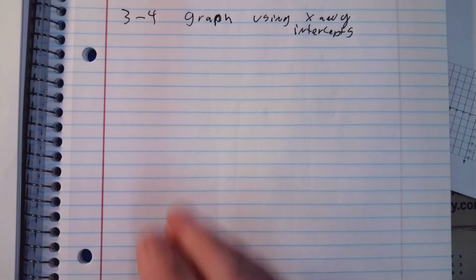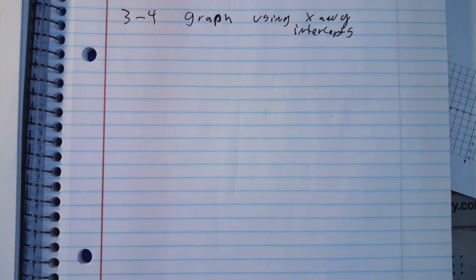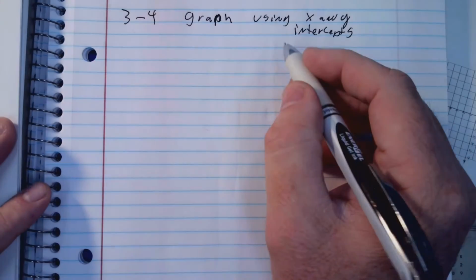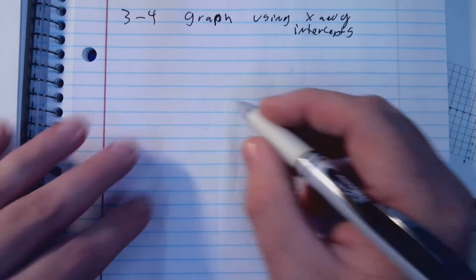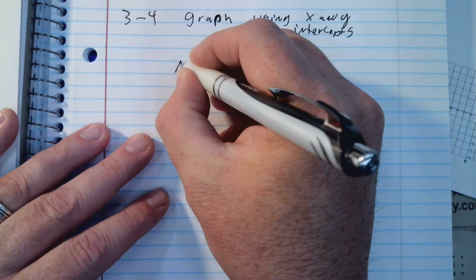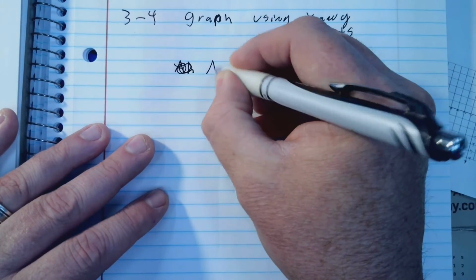Instead of using 5 points or 7 points or 3 points, we're going to use 2 points. We're going to find the most important points on the graph to use, and we're going to use this technique with this right here. I'm going to write it down.